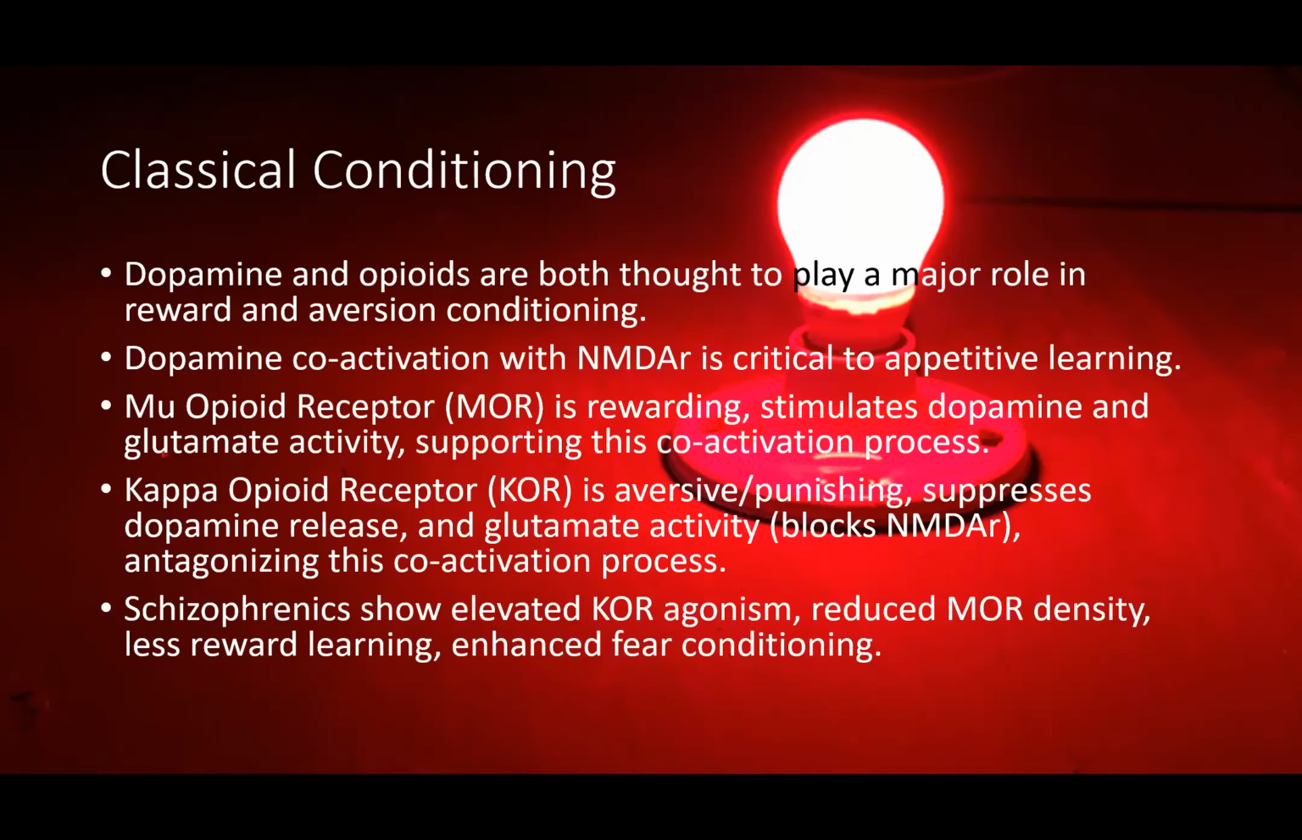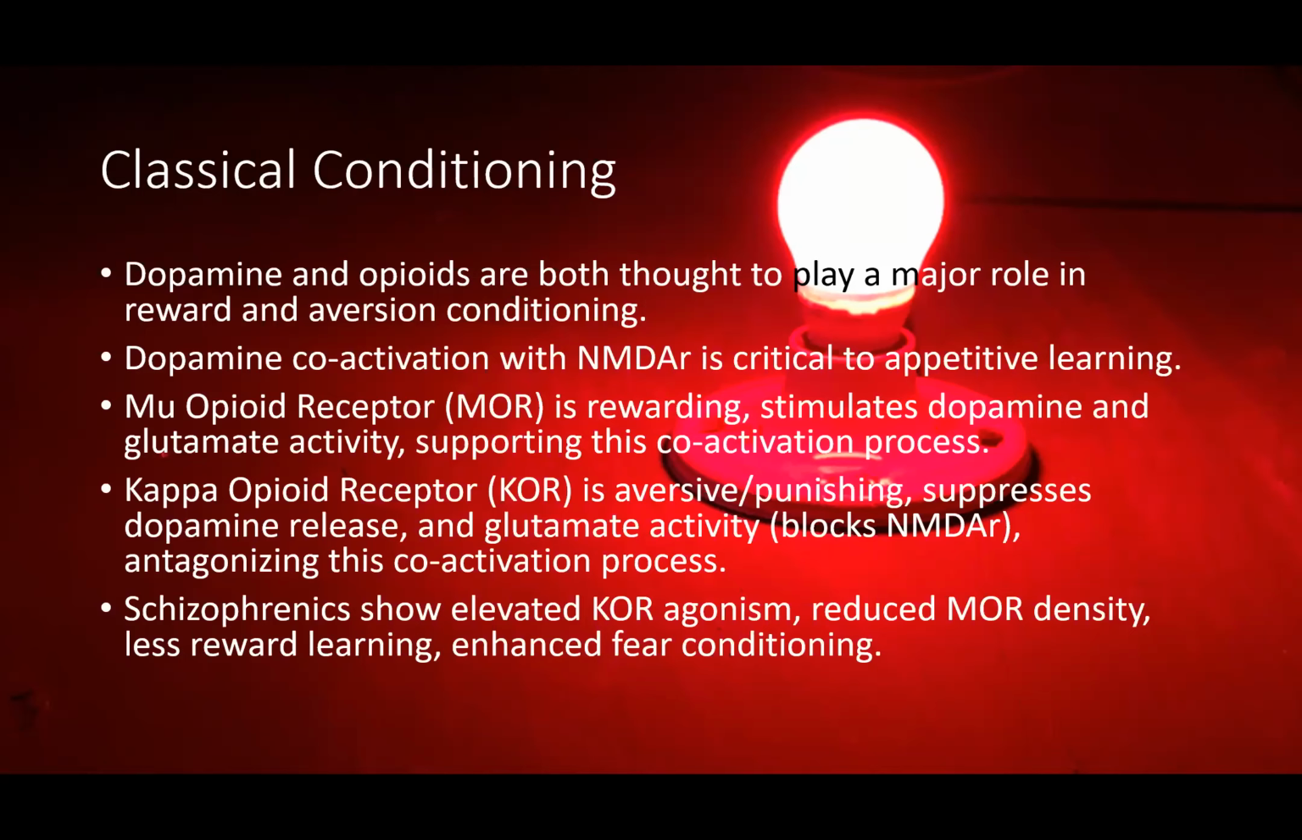And one of the opioid receptors is the mu opioid receptor. This is thought to be rewarding, and it happens to stimulate dopamine activity and glutamate activity, both of which will support this coactivation process. So you could imagine that the role is that if some kind of behavior is rewarding, these opioid chemicals will release and stimulate the mu opioid receptor and enhance the coactivation of dopamine with the NMDA receptor.